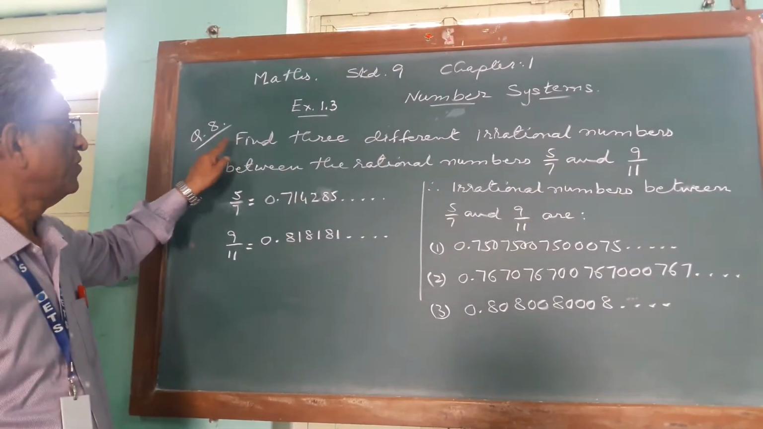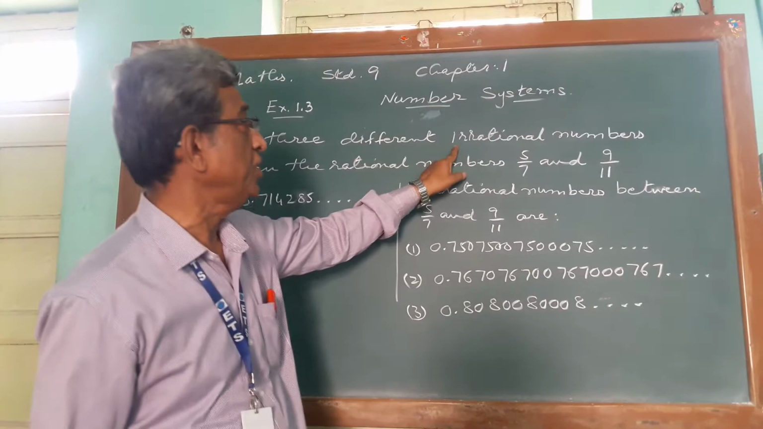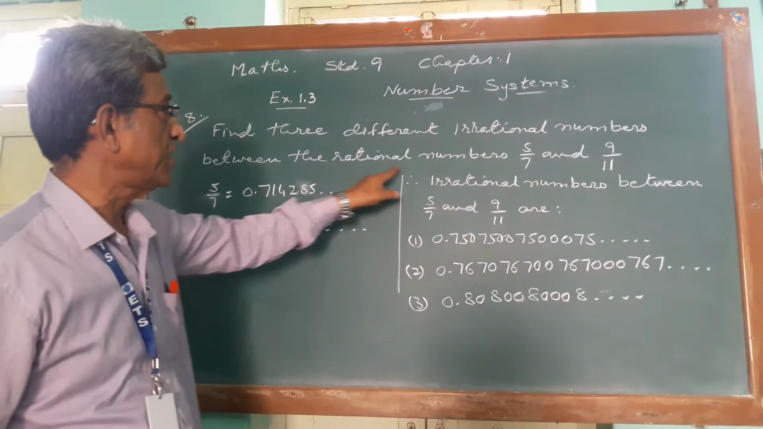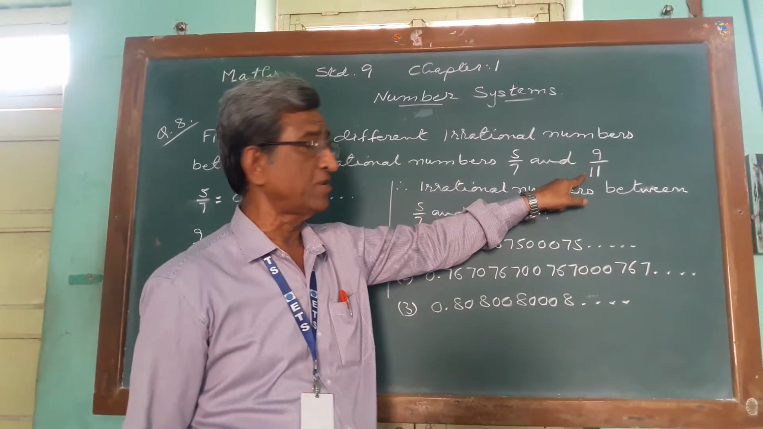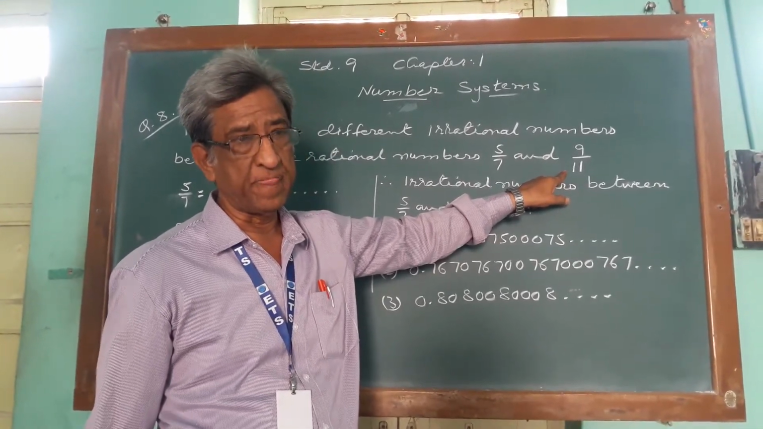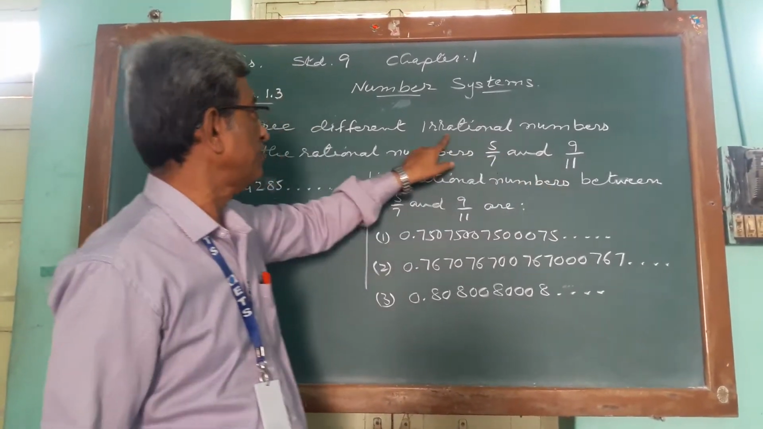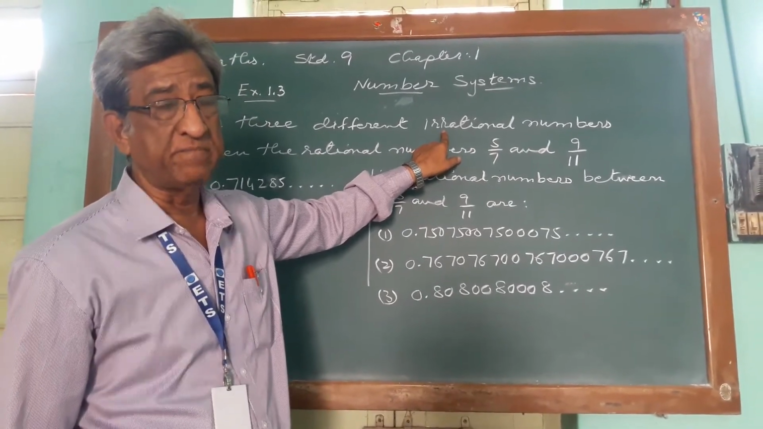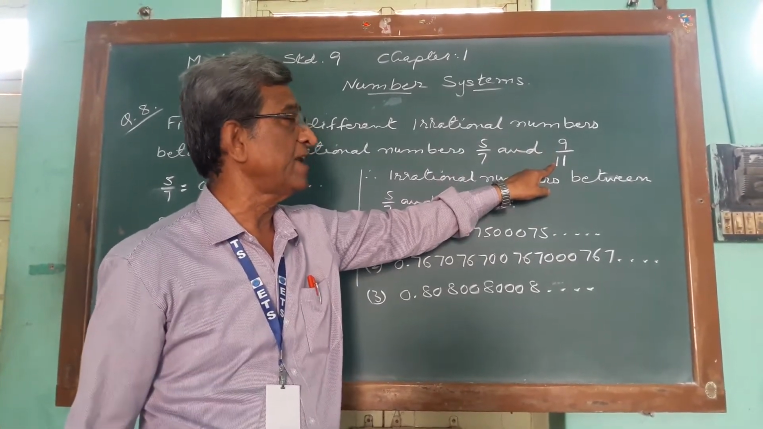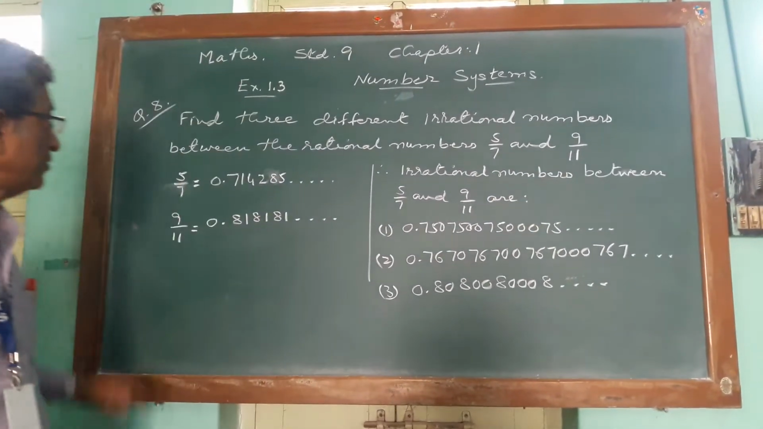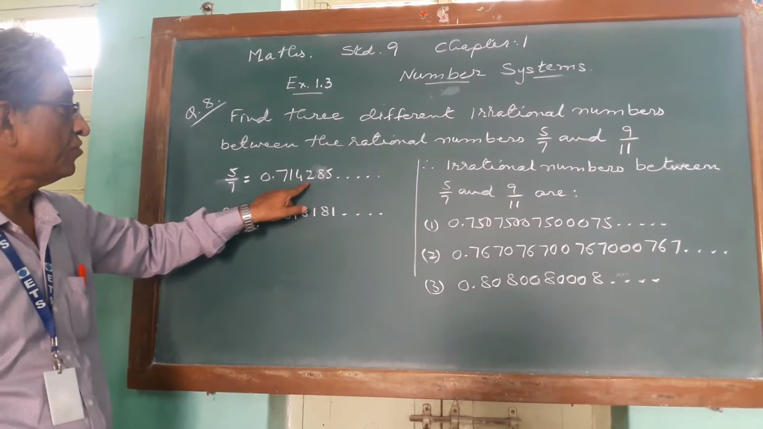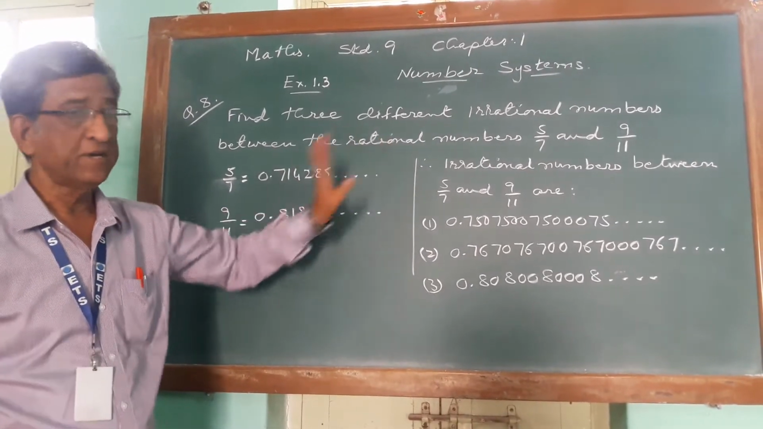Question 8. Find three different irrational numbers between the rational numbers 5/7 and 9/11. So 5/7 and 9/11 are rational numbers. Between these two, you have to find irrational numbers. So first you have to convert 5/7 and 9/11 into decimal form. So 5/7 can be written as 0.714285 and so on infinitely.